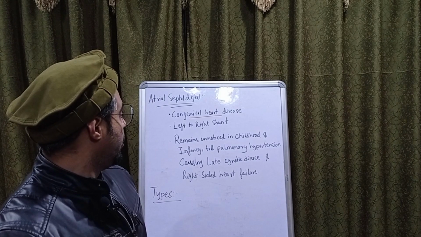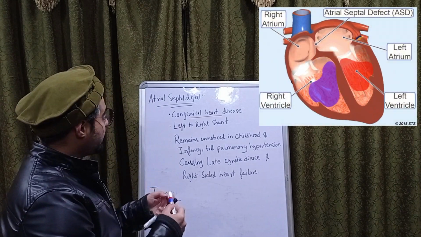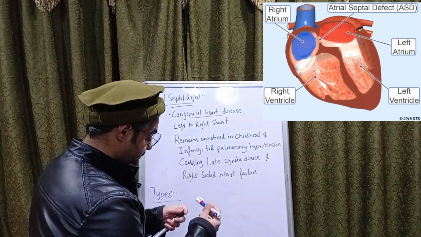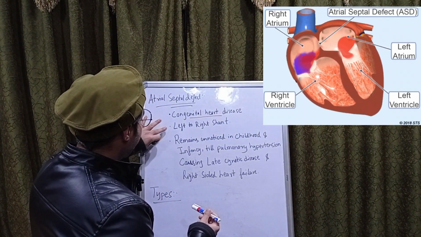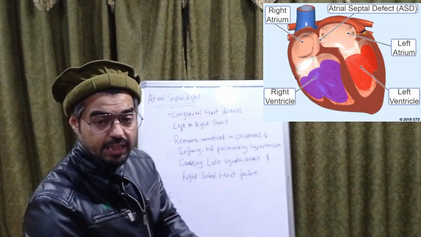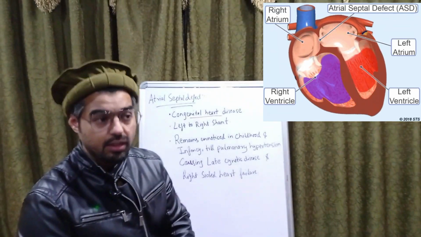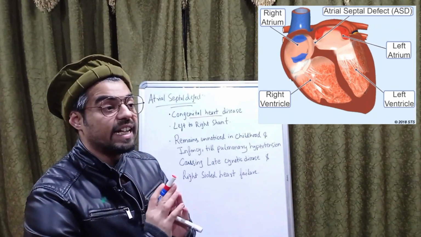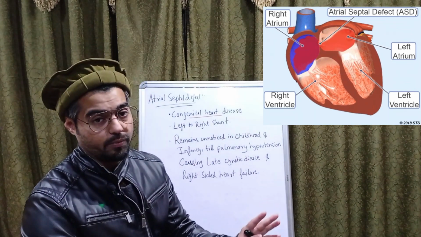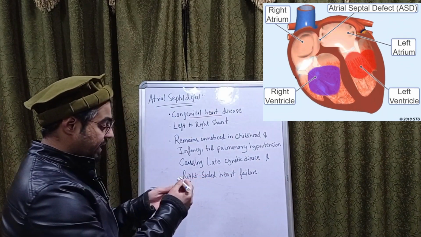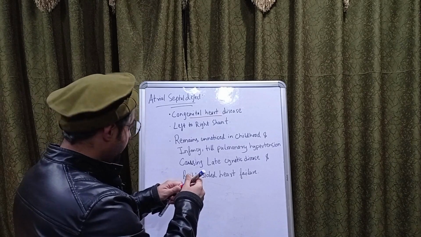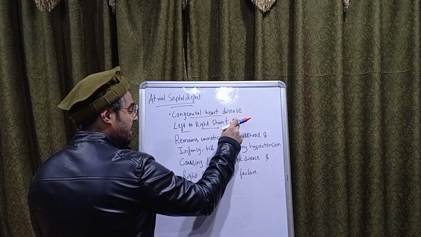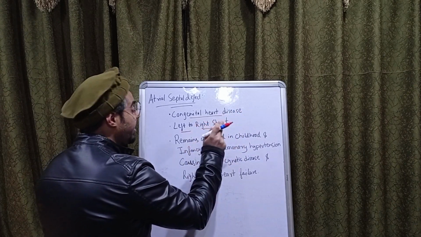So guys, ASD, atrial septal defect. What is it? First of all, it's a congenital heart disease. Next point, it is a left to right shunt. In the previous video, I explained the anatomy of the heart, what shunts are, and the entire pathology of VSD. So the first thing, it's a congenital heart disease. Next, it is a left to right shunt.